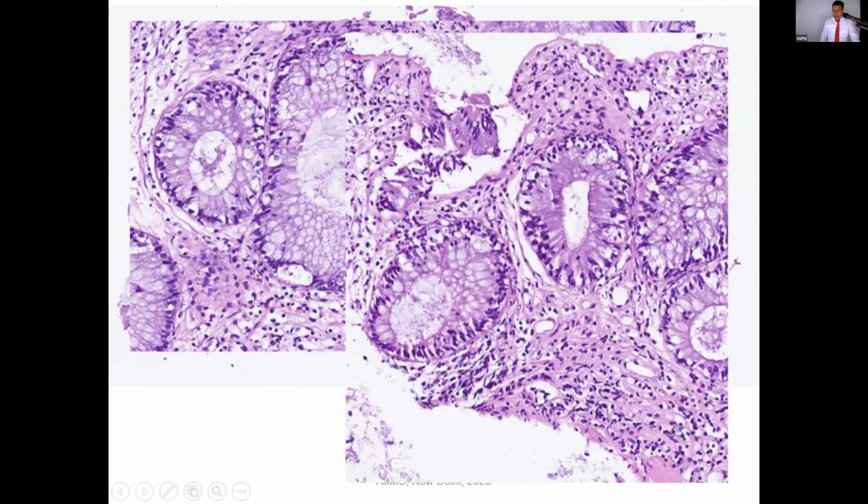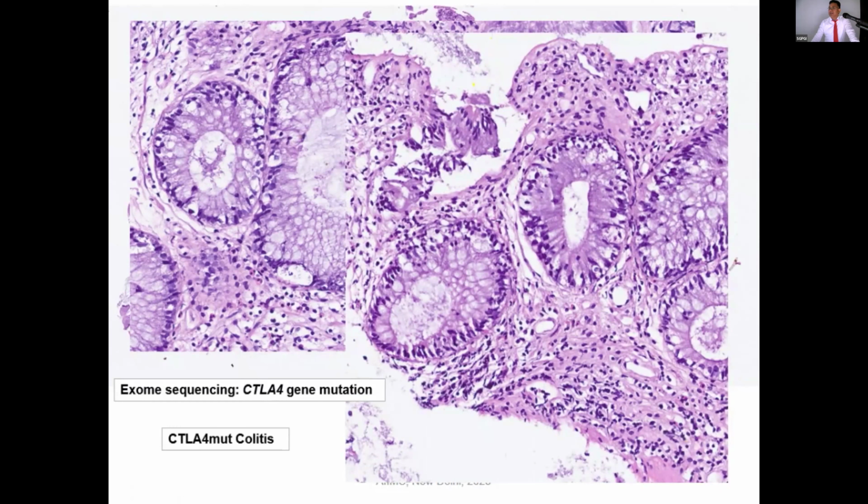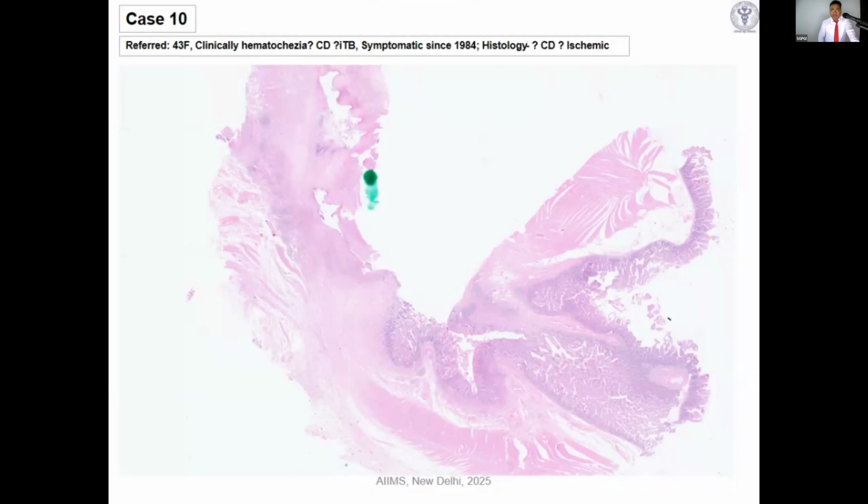Then it was decided to send for exome sequencing, and we found that this patient has a CTLA4 gene mutation, and this is actually a CTLA4 mutated colitis. CTLA4, so if you are giving a drug and blocking the CTLA4, you will see the same thing, okay? That's why drug-induced colitis is also something you have to remember, and CTLA4 gene mutation also predisposes the patient to develop autoimmune inflammation and also IBD, and it can mimic Crohn's disease. We have to remember that.